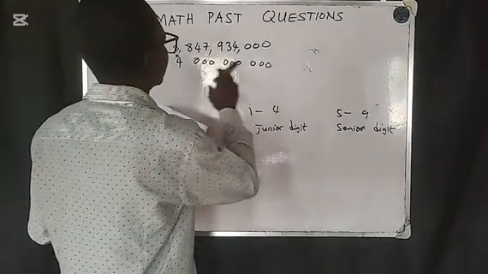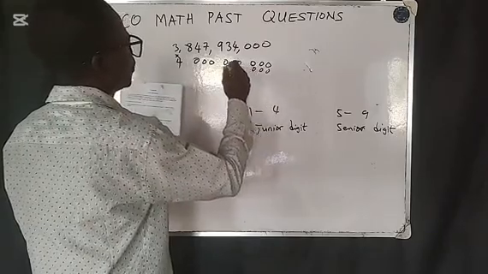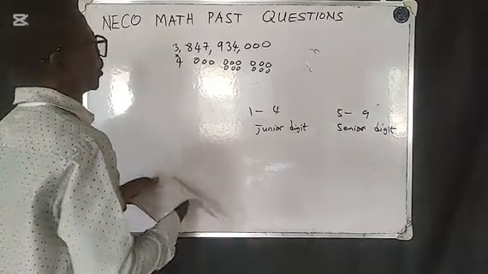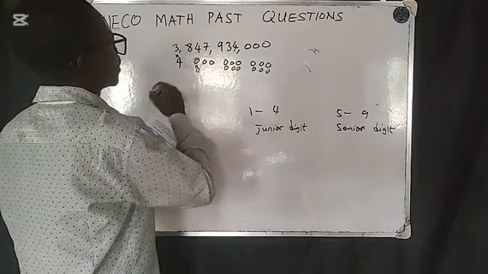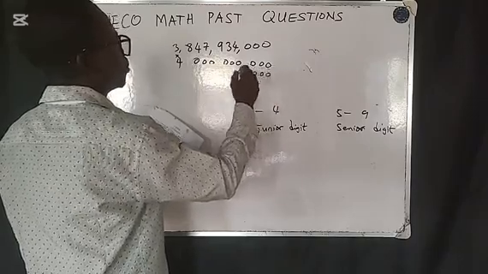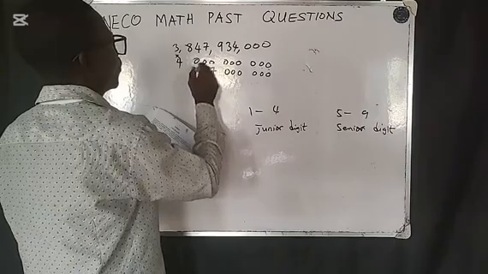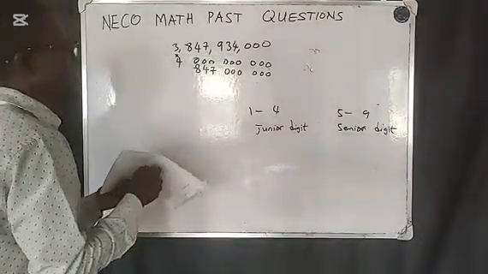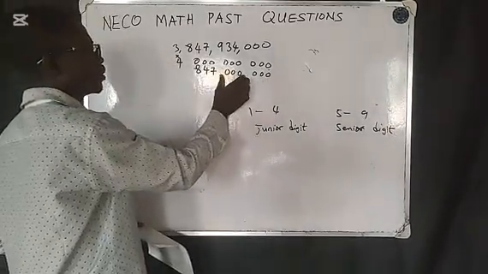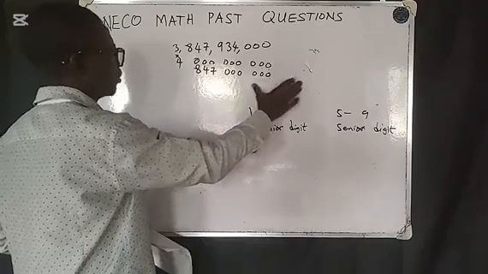For the nearest million, we are stopping at 6: 1, 2, 3, 4, 5, 6. This is the nearest million. Let's write it very well: 0, 0, 0, 0, 0, 0, then we have 7, 4, 8. This is thousand, this is million. So we have the number of this million, 847 million.